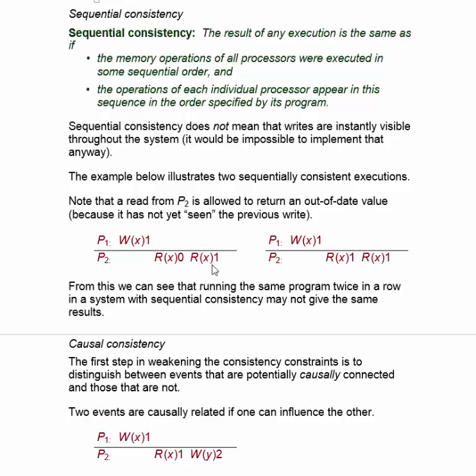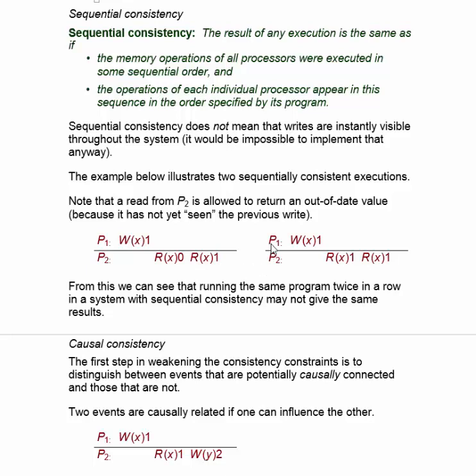If we had more global writes, they would have to be seen in the same order throughout the system, but we don't, so this is sequentially consistent by default, despite the fact that the write to location X is not seen instantly by P2.